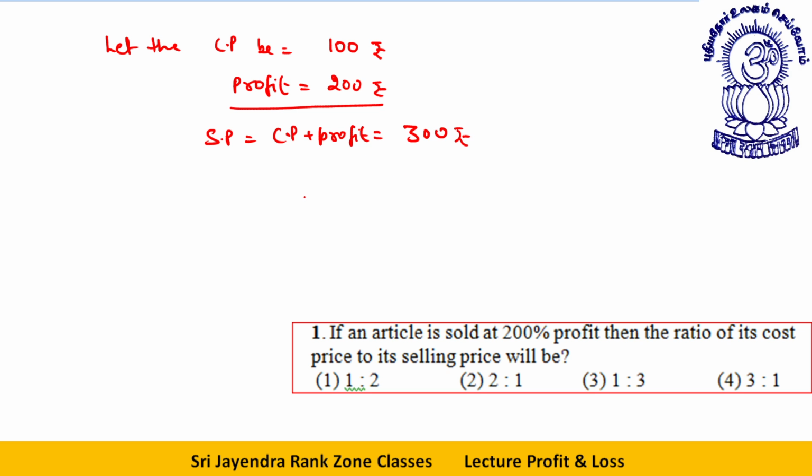Then the ratio of cost price to selling price, we need to find CP over SP, that will be 100 over 200 or 1 by 2. 1 by 3, I'm very sorry, what am I doing? 1 is to 3. That is option 3, your answer. Okay, let's take the next question.